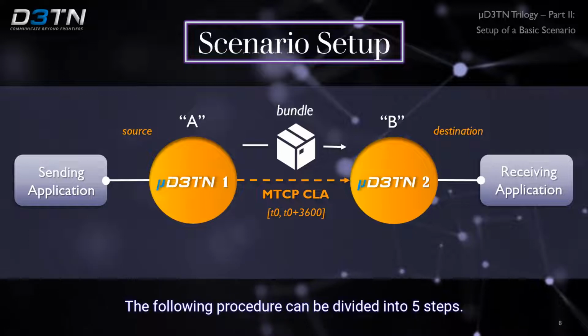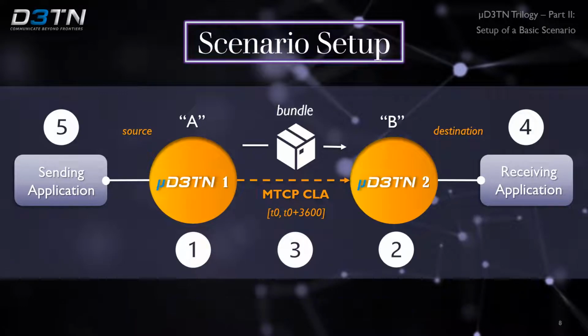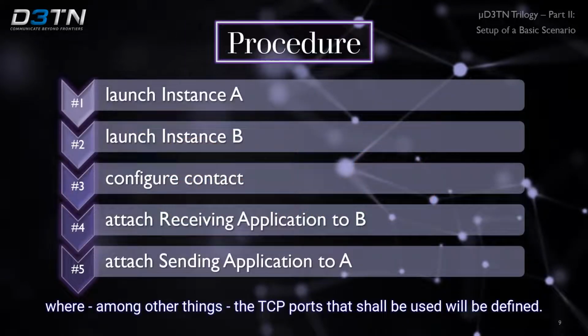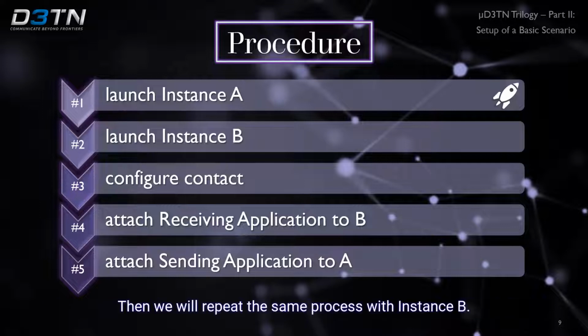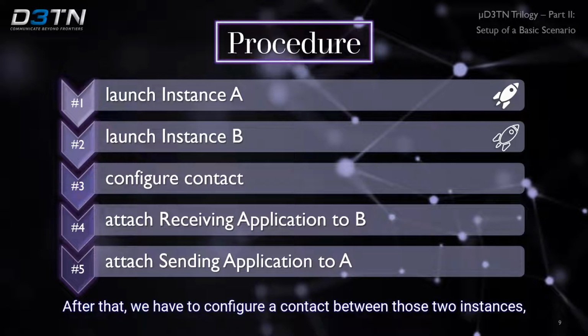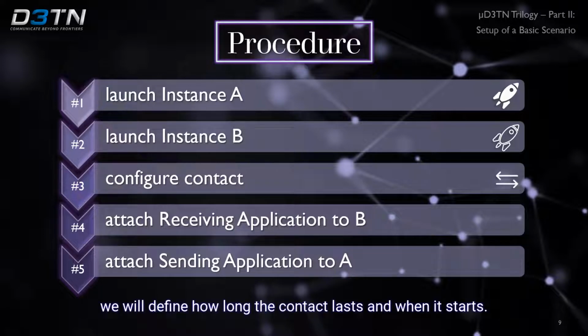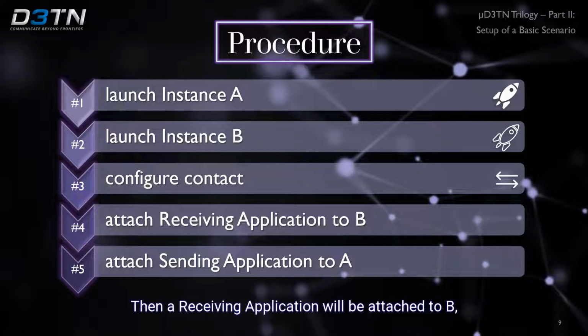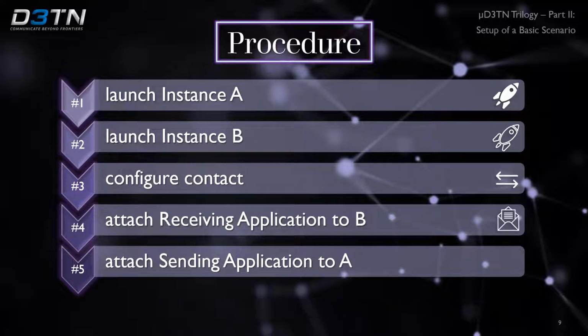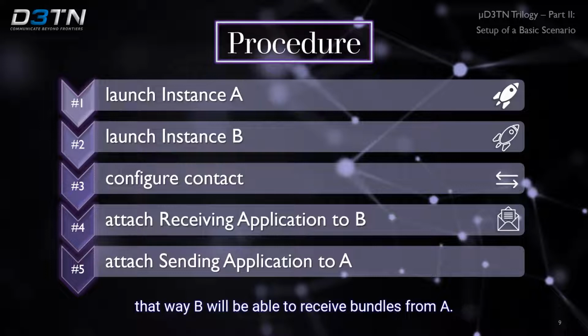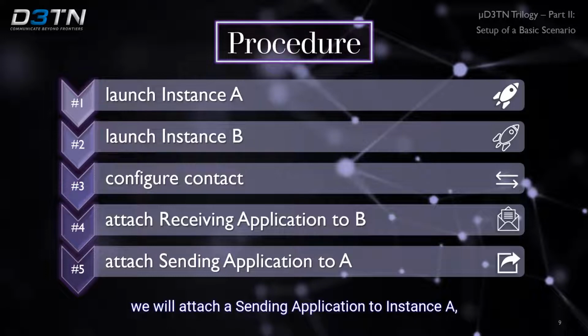Those two applications are both written in Python. The following procedure can be divided into 5 steps. First of all, we will launch instance A where, among other things, the TCP ports that shall be used will be defined. Then we will repeat the same process with instance B. After that, we have to configure a contact between those two instances. We will define how long the contact lasts and when it starts. Then a receiving application will be attached to B. That way, B will be able to receive bundles from A. And finally, we will attach a sending application to instance A, which will enable A to send bundles to B.